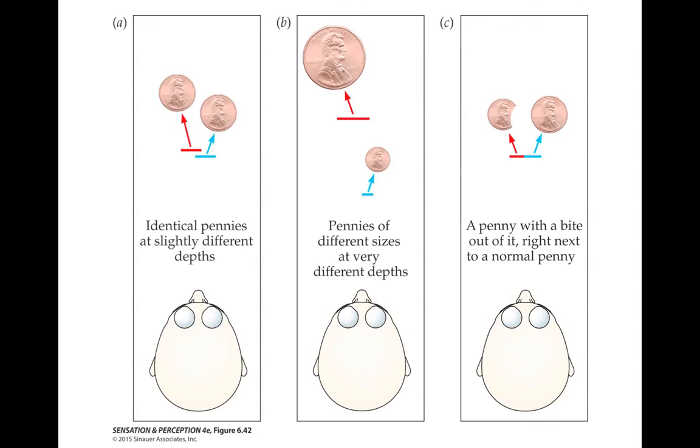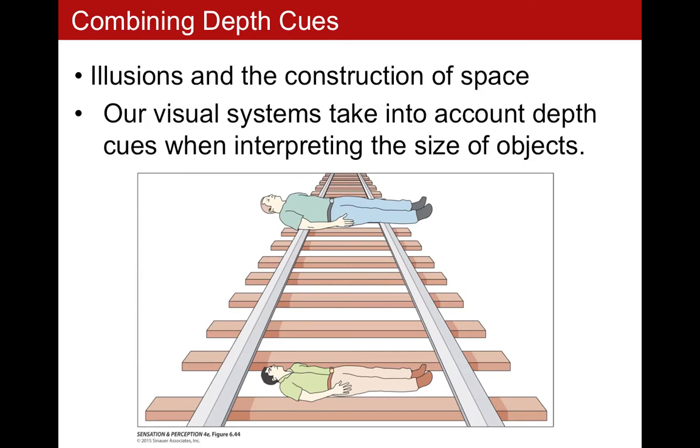So pennies are almost always the same size. There might be very tiny differences. So the situation in part A here is the most likely outcome, much more likely than situation C or B. Right? So these sorts of considerations are all taken into account by our visual system and the rest of the brain when interpreting ambiguous stimuli like this.